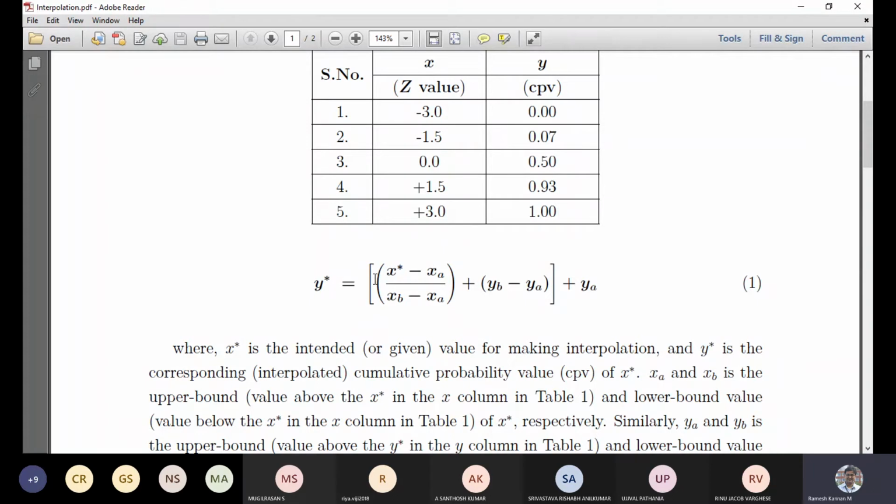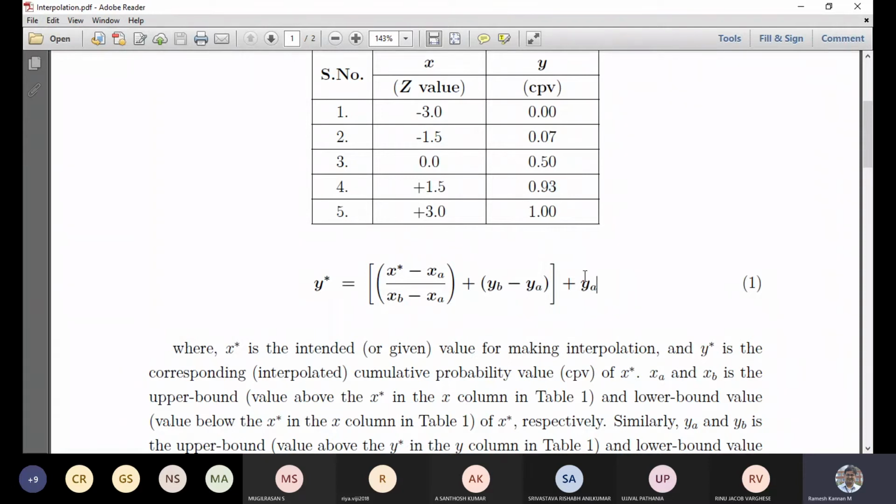So y star equals x star minus xa, where xa is the previous value. Take the plus 2.5 example. In that case, plus 1.5 will be xa and 3.0 will be xb, which means the lower bound and upper bound. The corresponding y lower bound ya will be 0.93 and yb will be 1. So these are the upper and lower bounds for y, where ya is 0.93 for the plus 2.5 example.